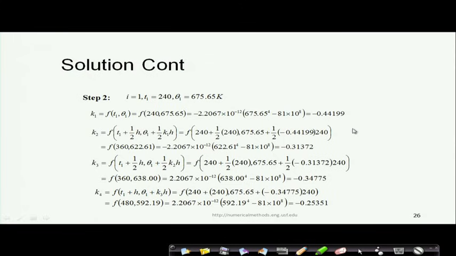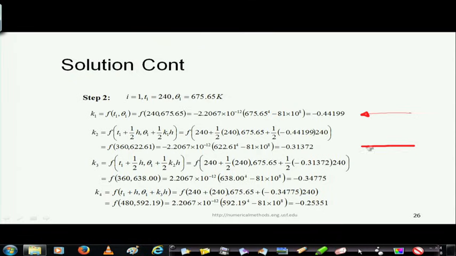Now, I again do the same thing: find out k1, find out k2, find out k3, find out k4. Now, with this initial condition using the same function, h is again what will be h? H will be again 240 because I have to find it out at 480 degree temperature.